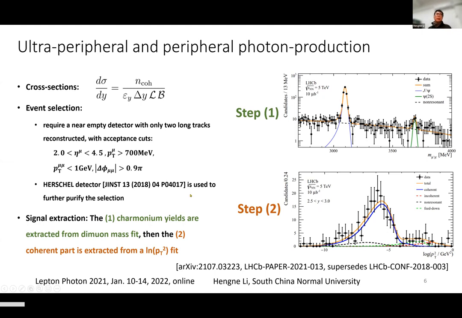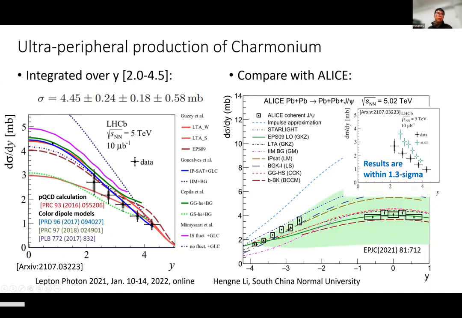All right, so here are the results. This plot shows the differential cross section as a function of the rapidity, compared with different theoretical calculations, including the perturbative QCD calculations and also the color dipole models. Basically, our 2015 data set results agree well with most of these calculations, but we can also see those theoretical calculations diverge and can be very different.